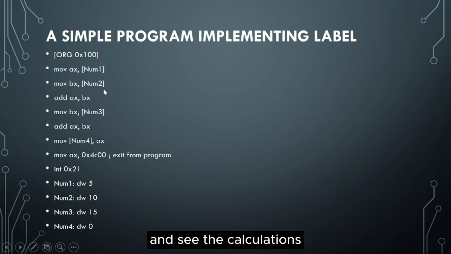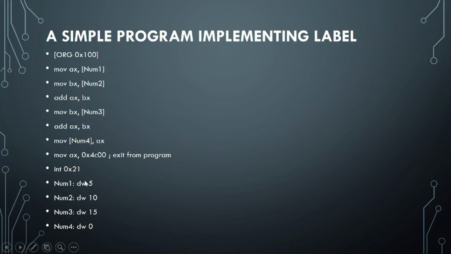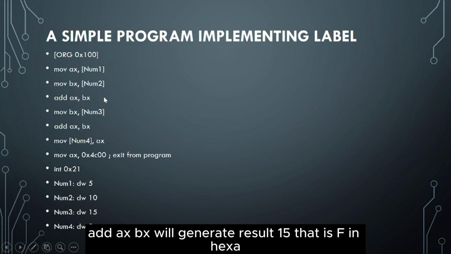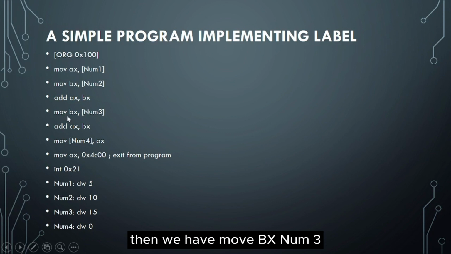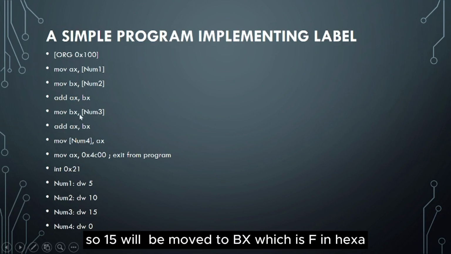and see the calculations. At num1 we have value 5, so 5 is moved to ax. At num2 we have 10. So 10 is moved to bx. Add ax, bx will generate result 15. That is f in hexa, so f will be stored in ax. Then we have mov bx, num3. At num3 we have 15. So 15 will be moved to bx, which is f in hexa.